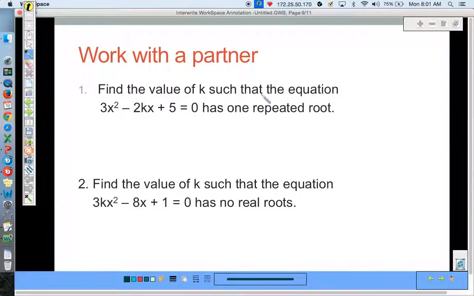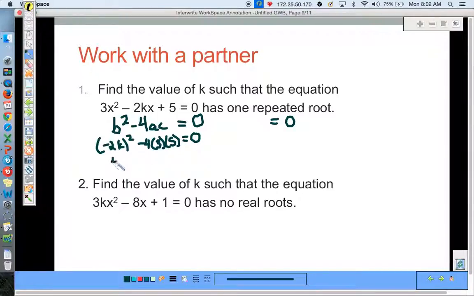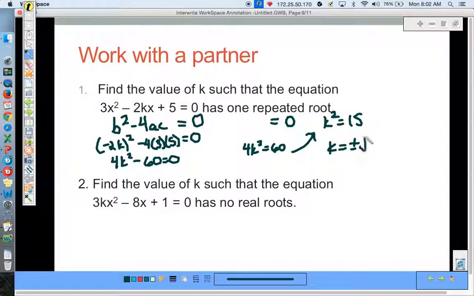So let's see here. Pause and see if you can try these. One repeated root, so that means it equals 0. So we want b squared minus 4ac to equal 0. So we have negative 2k squared minus 4 times 3 times 5 equals 0. So we have 4k squared minus 60 equals 0. So 4k squared equals 60. So k squared equals 15. So k equals plus or minus the square root of 15.